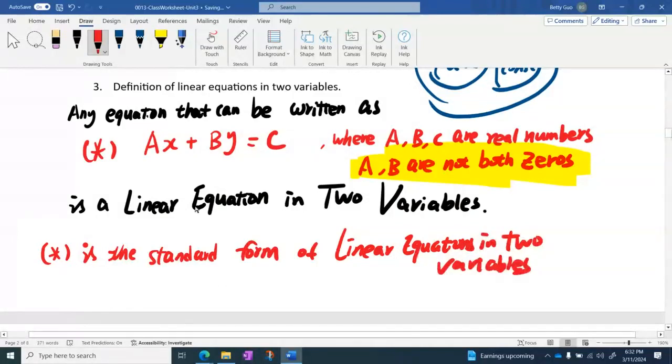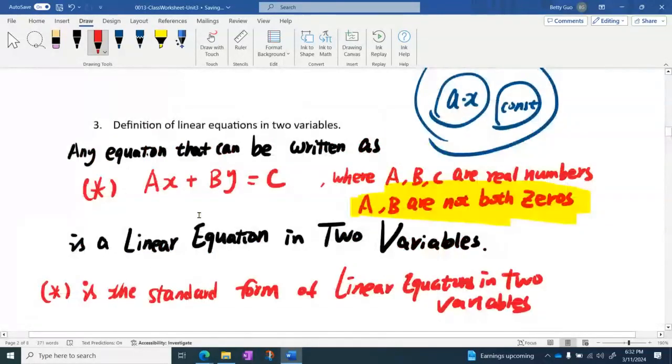You're going to remember the standard form. What does the standard form of a linear equation in two variables look like? The equal sign is right here. On the left side, we have two variable terms, one in x and the other in y: a times x plus b times y. A is called the coefficient of x. B is called the coefficient of y. On the right side of the equation, we have a constant.